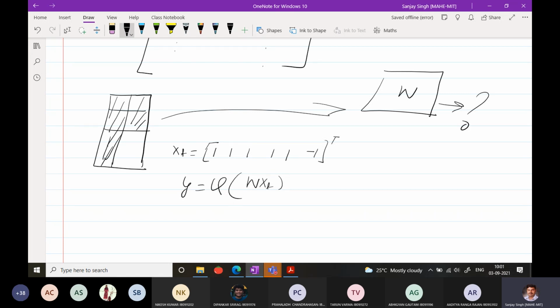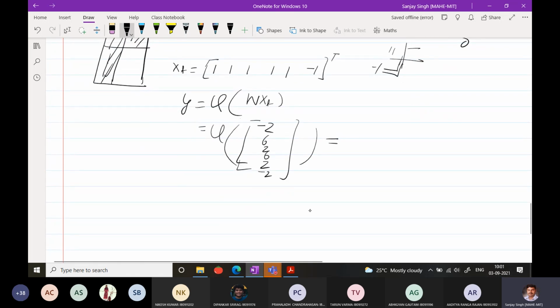It means the activation we are using is basically nothing but hard limit. Hard limit means greater than 0 is +1, less than 0 is -1. So I can apply that to whatever value comes here in xt. Let's say after doing this, the phi values come as -2, 6, 2, 6, 2, -2. If you have something like this, what value is expected if your phi is hard limit?